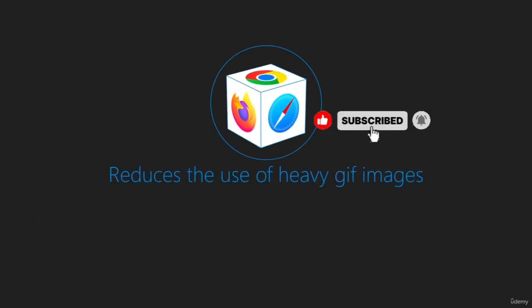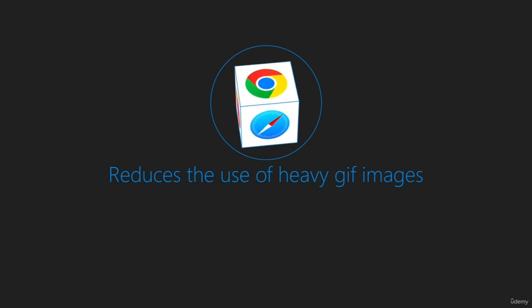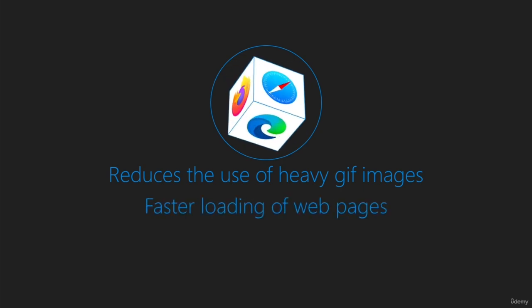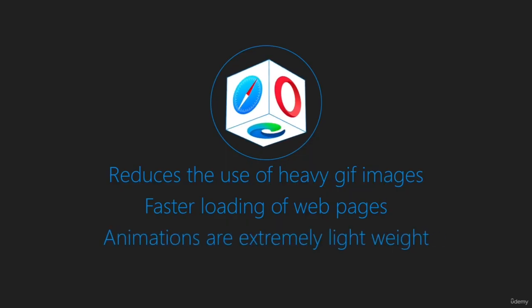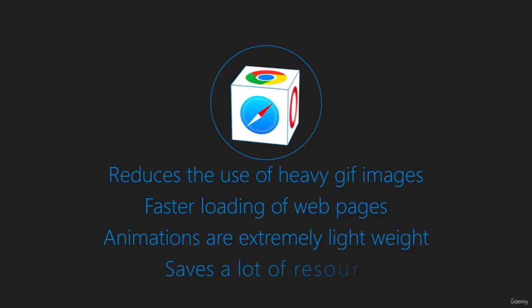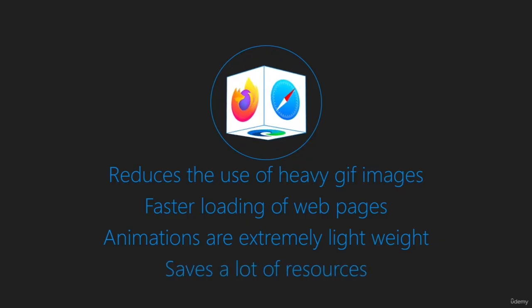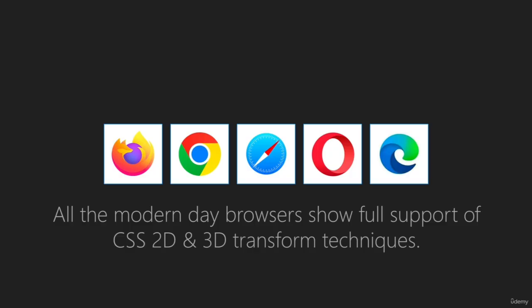This reduced the use of heavy GIF images which were used for creating animated graphics that led to faster loading of web pages, as CSS3 animations are extremely lightweight when compared to the GIF images, and this saved a lot of resources as well. All the modern day browsers like Chrome, Opera, Mozilla, etc. show full support of CSS 2D and 3D transform techniques.